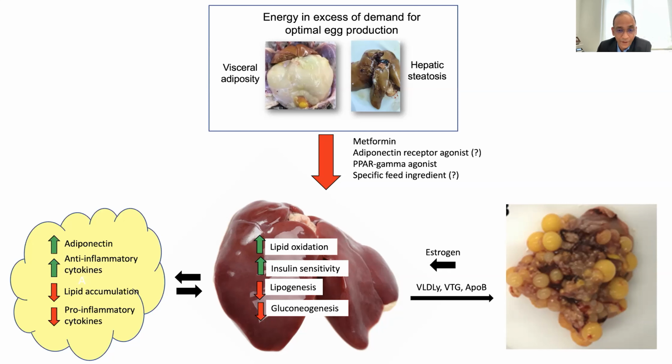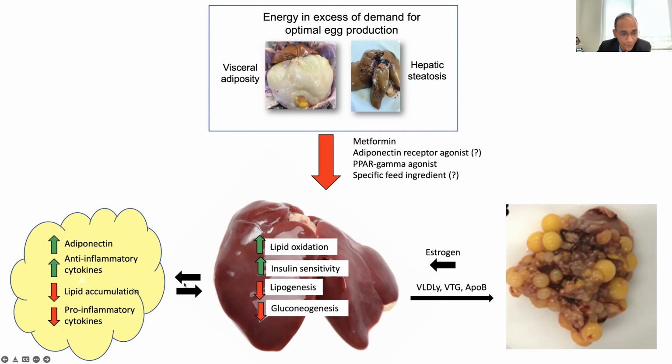PPAR gamma agonist that has been very commonly used in humans for a very long period of time to treat diabetes. Can we repurpose them in chicken? Or even a specific feed ingredient like omega-3 fatty acid rich feed. Is it going to affect any of these pathways to have a balance of lipid oxidation and lipogenesis, increasing insulin sensitivity, decreasing gluconeogenesis, particularly decreasing pro-inflammatory cytokines from the liver?